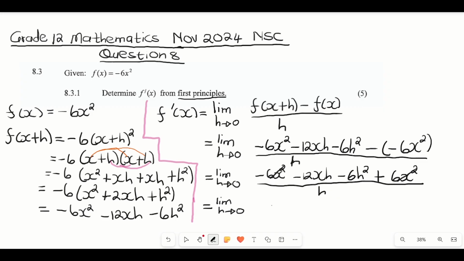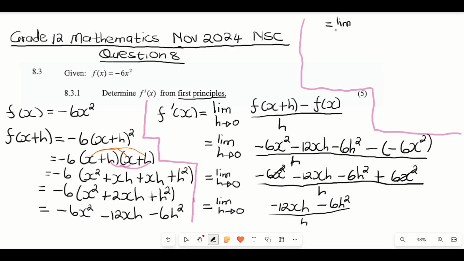Then we are left with minus 12xh and minus 6h squared all over h. Next step, we are still writing equals to lim as h approaches 0. Why? Because I haven't made h to be 0 yet.